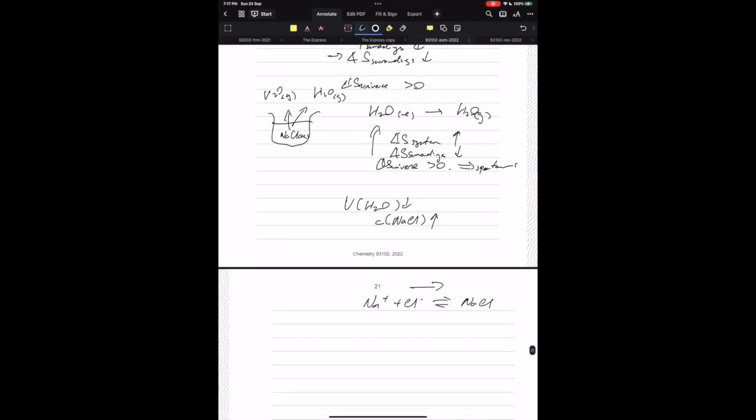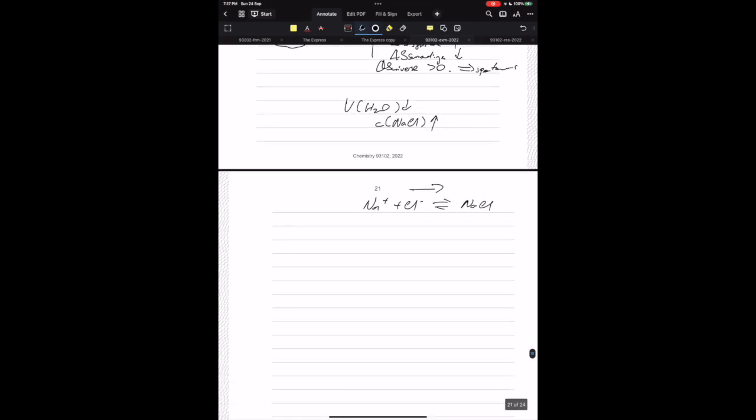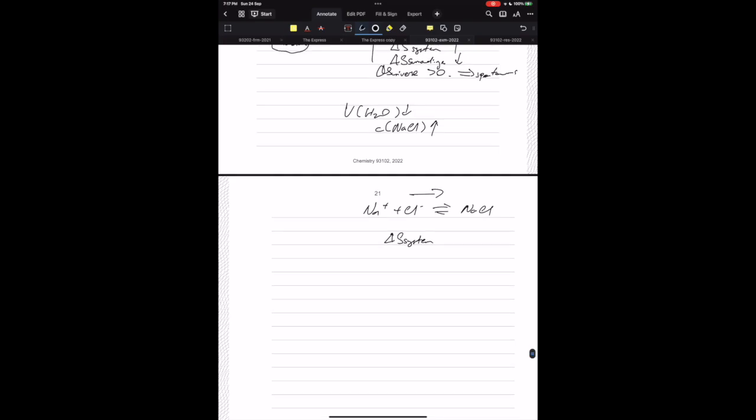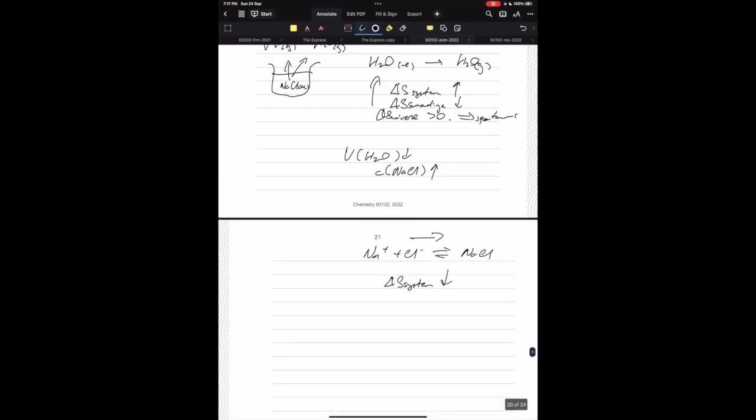And we can analyze this in terms of entropy changes as well. So delta S of the system has decreased because it was these dispersed, chaotic ionic forms, but then it becomes solid sodium chloride. It goes into the solid lattice, and so it's become more ordered or less disordered, and so delta S of the system has decreased.